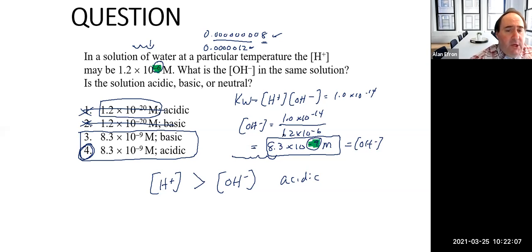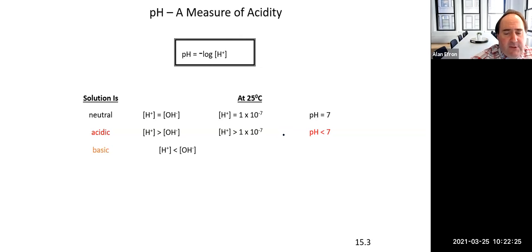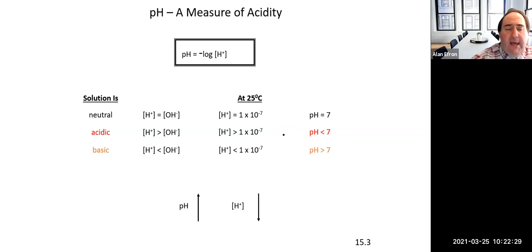Okay, so this is a good way to figure out whether something is acidic, basic, or neutral. But there's also another very common way, and that is the pH scale. The pH scale is a measure of acidity. It's really a measure of the H plus concentration in the solution. And the pH scale runs from 0 to 7 to 14.